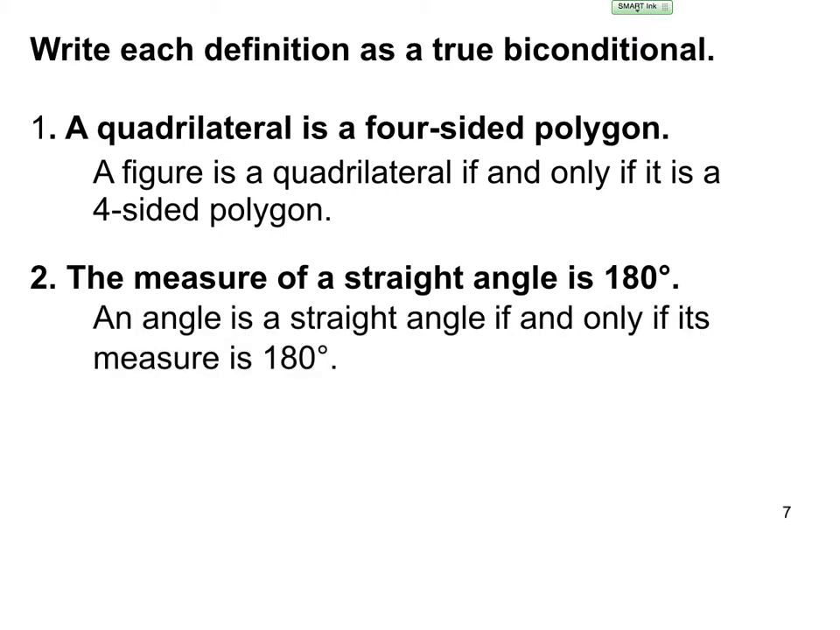An angle is a straight angle if and only if it's measured 180 degrees. Right, so definitions can be true biconditionals, which means you can use it both ways. All right, so that should have finished up the little part on 2.4.